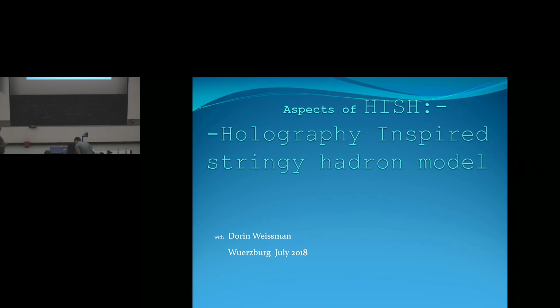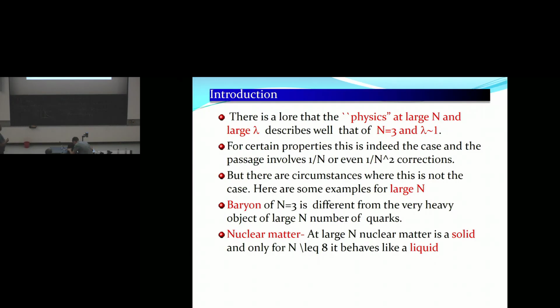So I phrase it in the notion of HISH, holography-inspired stringy hadron model. We all believe that large N and large lambda is a good description of the physics of N equal to 3 and lambda of order 1. Sometimes it's true, and we are familiar with that, but sometimes it's not.